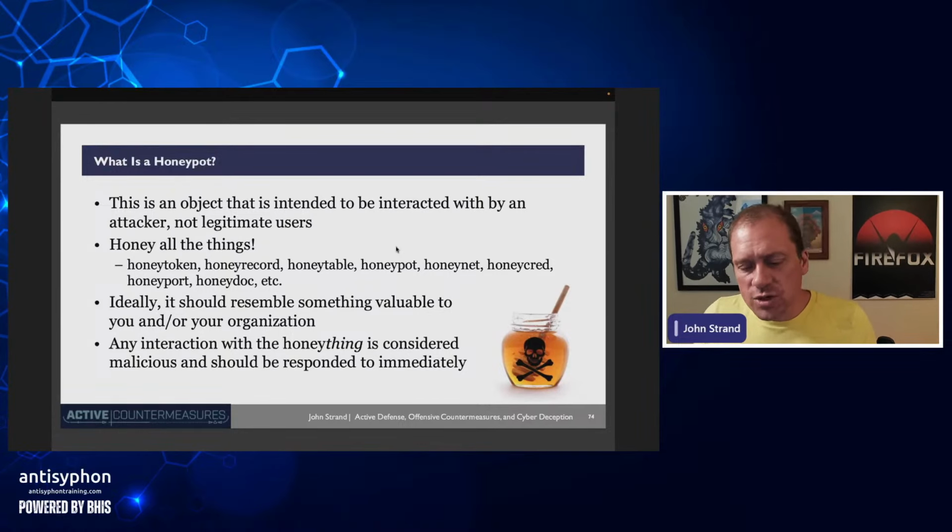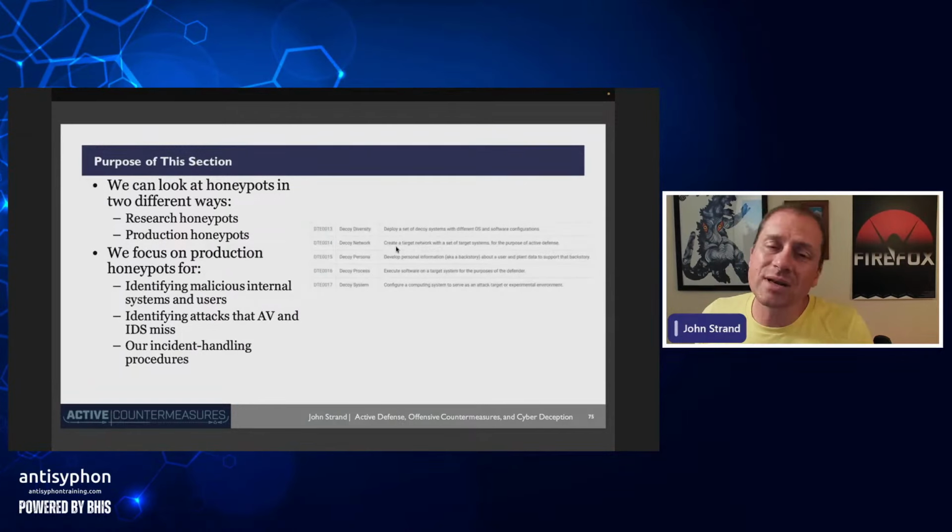All right. So we should be able to honey all of the things. And when we tie this back to the MITRE ENGAGE framework, we're now deploying a set of decoy systems, creating a target network, developing personal information, executing software on a target system, configuring computer systems to serve as an attack target for the attacker. We're trying to create something fake for that attacker to interact with and waste their time. And the more time they spend wasting their time, and the more detective capabilities you have around all those honey things, the better your security support structure is going to be around your deception approach.